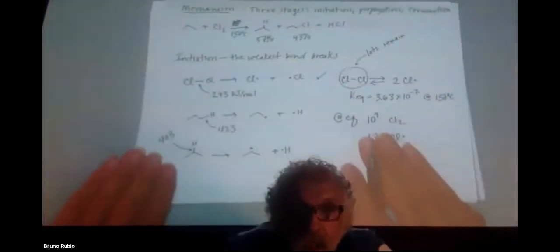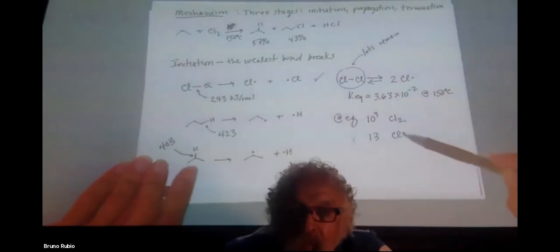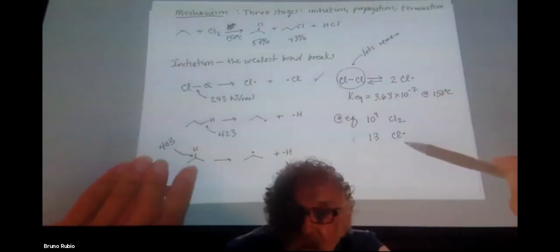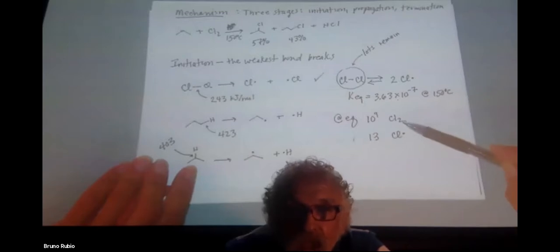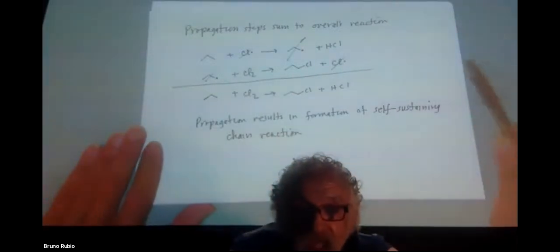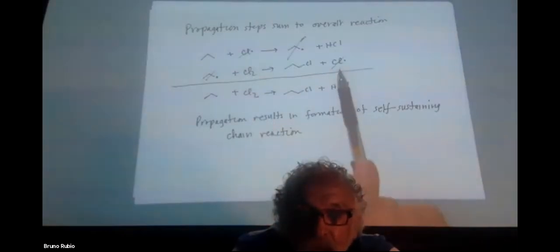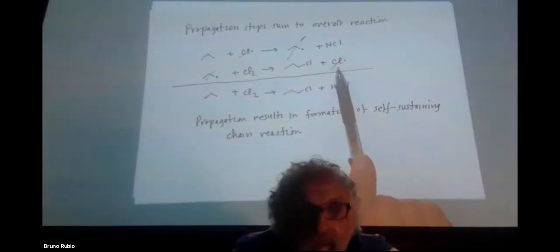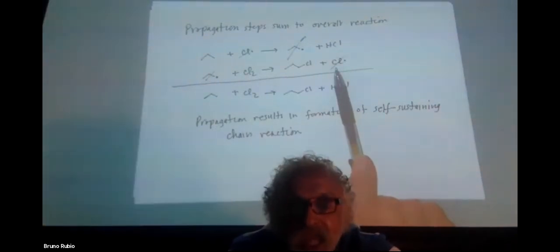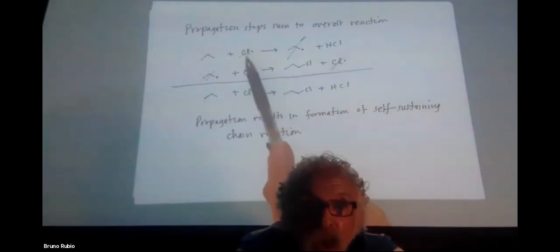See, way back when we were talking about initiation, I made the point countless times already that only 13 Cl dots are created for every billion Cl2s that absolutely nothing happened to. But when we look at the propagation steps, we see that they create more Cl dot. The reaction needs Cl dot to get going.